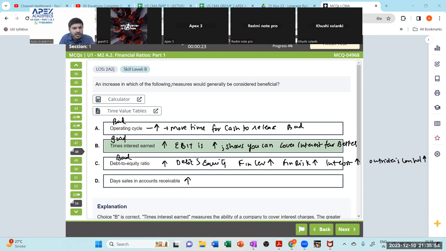Days sales in account receivable. If this increases, an increase they are asking. They are asking an increase. So if this increases, what will happen? More time to collect cash.